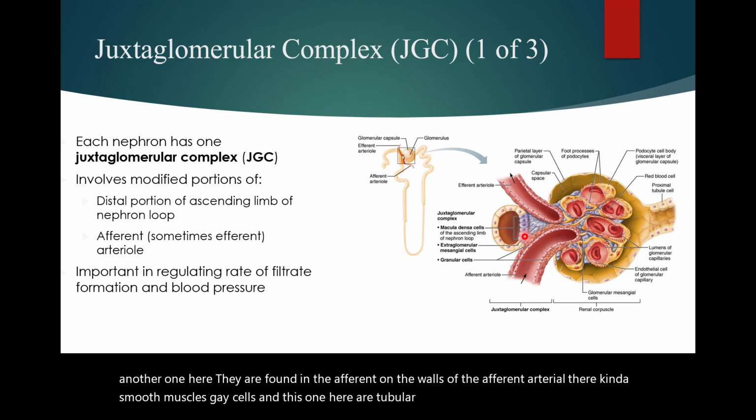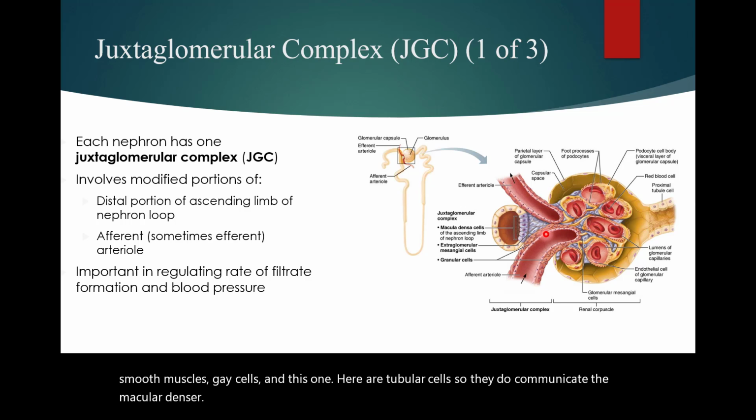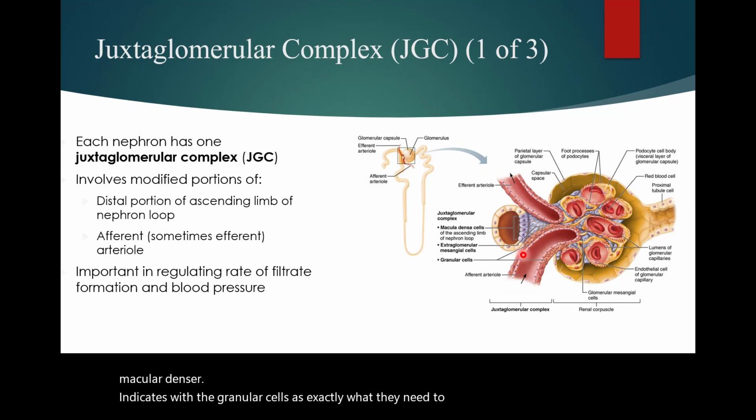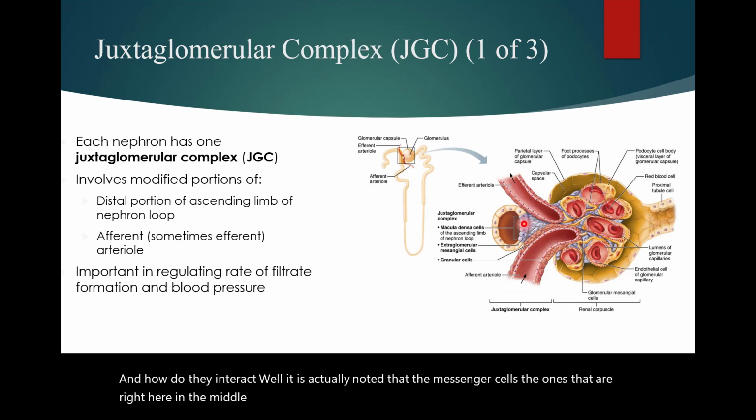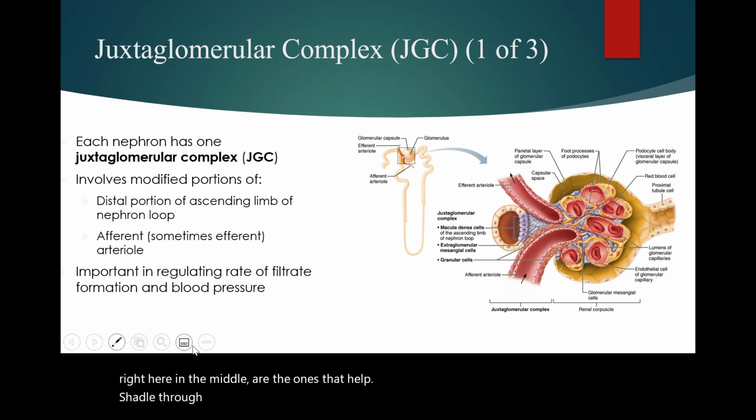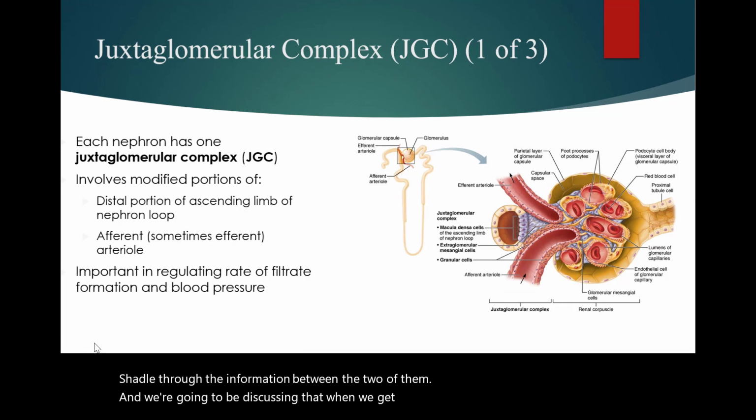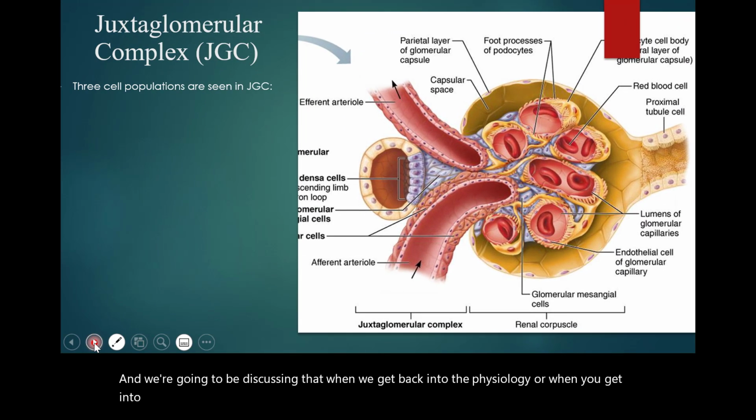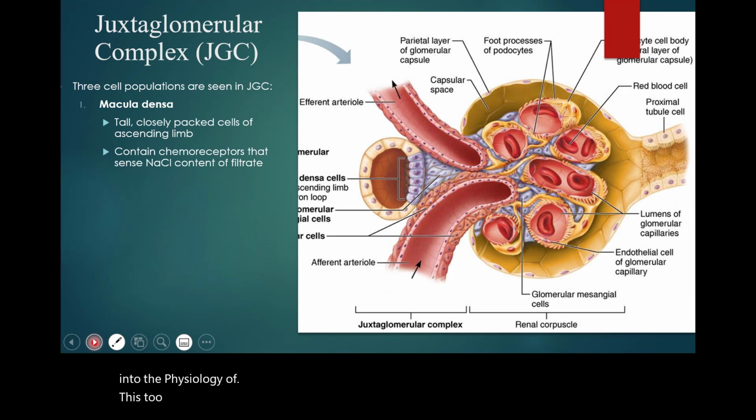So they do communicate. The macula densa communicates with the granular cells. That's exactly what they need to do in order to form urine, depending on the situation of the body. And how do they interact? It is noted that the mesangial cells, the ones right here in the middle, help channel the information between the two of them. We're going to be discussing that when we get into the physiology of these two. So, the macula densa, you could see it in your lab.